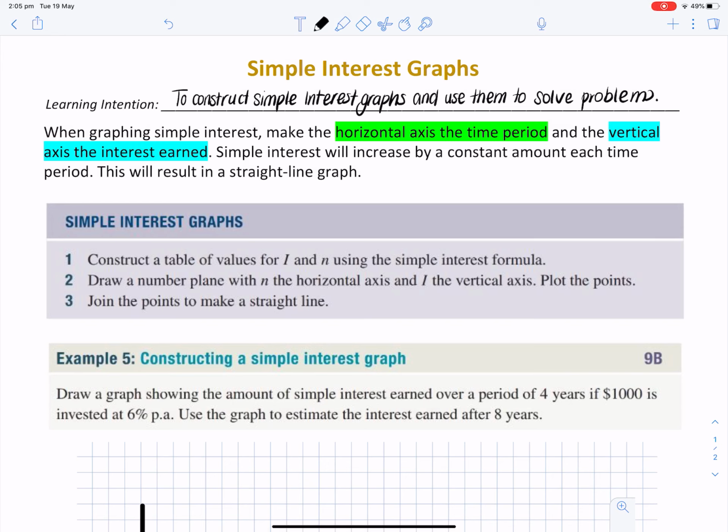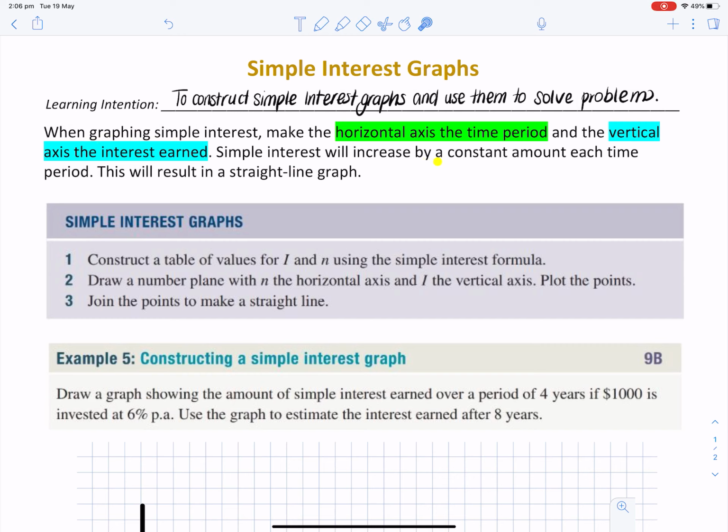Okay, so exercise 9b, simple interest graphs. The learning intention of this lesson is to be able to construct a simple interest graph and use your graph to solve problems. So when you are graphing simple interest, your horizontal axis is always the time period and the vertical axis is always the interest earned, so the money.